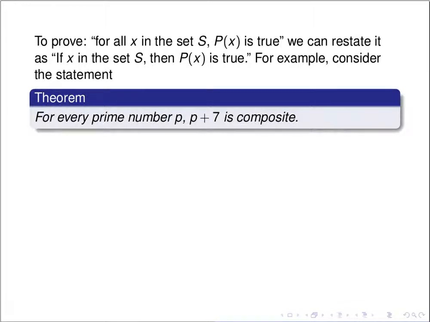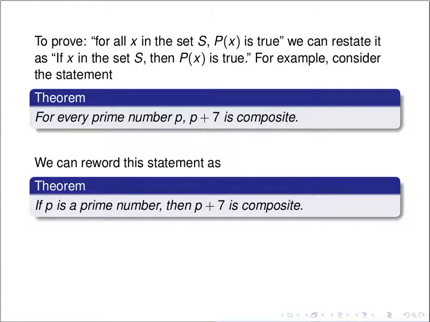So for example, consider this statement. For every prime number p, p plus 7 is a composite number. That's similar to what's going on above. It's saying for every p in the set of primes, p plus 7 is composite. Well, what we can do is reformulate that. We can reword it as: if p is a prime number, then p plus 7 is composite. And that gives us a clue as to how to start the proof.